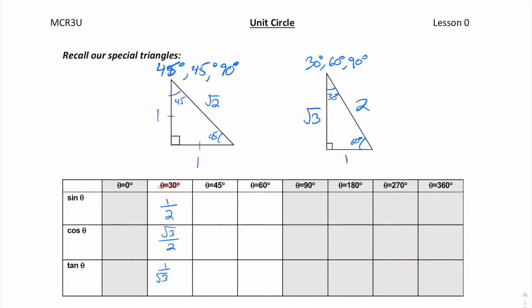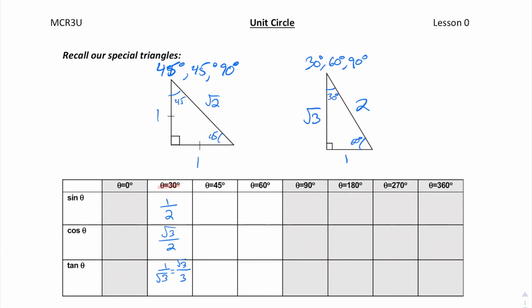And what we're going to do now is change this into the rationalized numbers, so we get rid of the root in the denominator. So if I multiply both the top and the bottom by root 3, I get root 3 over 3. So we're going to use that number from here on in pretty much.